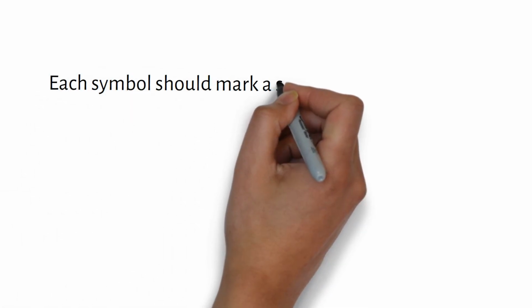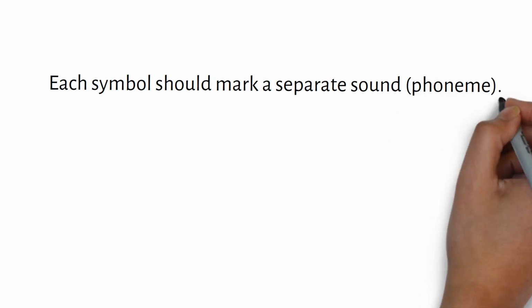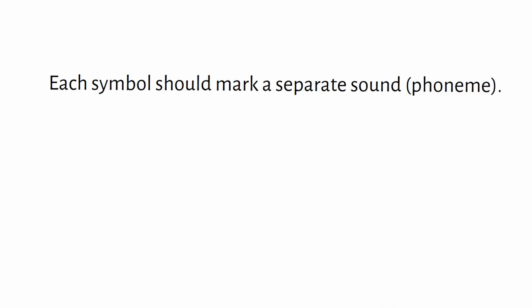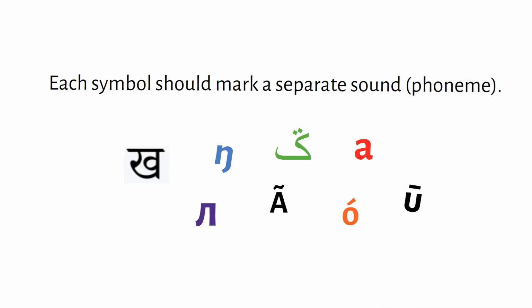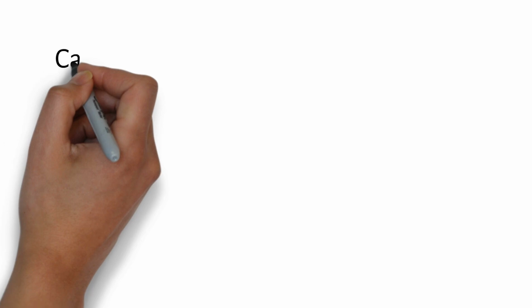In a good orthography, we want each symbol to mark a separate sound or phoneme of the language. We talked about this in video number 9 in more detail. But besides the basic letters, what else is needed in an orthography? In this video, we will talk about capital letters and punctuation.